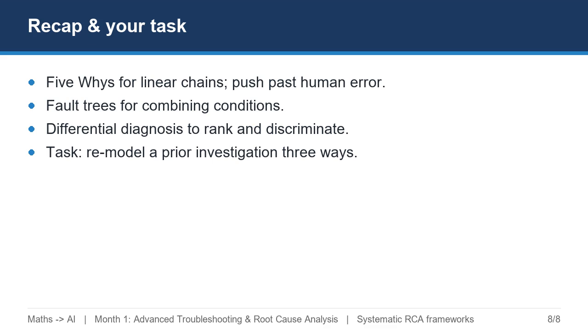Your task: take one earlier investigation, run a written 5 whys past any human error stop, remodel it as a fault tree with and/or nodes, rank a differential diagnosis, and for your top hypothesis write the evidence that would disprove it. Finally, the RCA report.